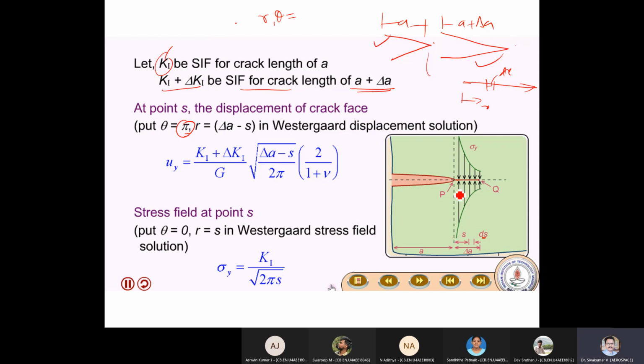Then what is my r? R means the distance: delta A minus S. So this is my R, and pi is my theta. This is Westergaard. I have already introduced this man. You will see in detail later, but you should know him like Irwin or Griffith. Westergaard is also an important scientist who has invented a lot of things in fracture mechanics.